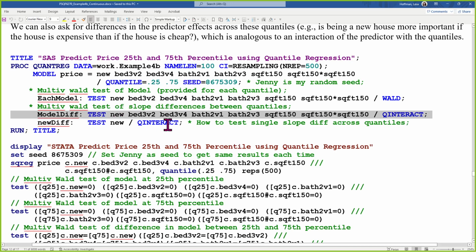So this test statement that I have highlighted lumps them all together. This is how you would do it for each individual slope. Okay, with me so far?